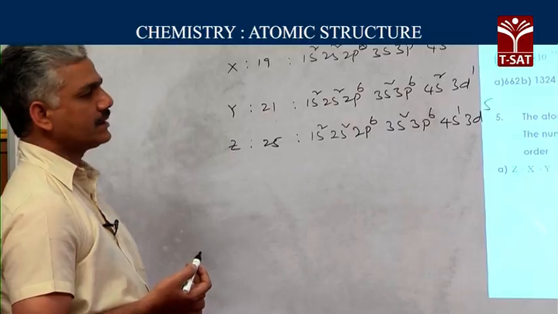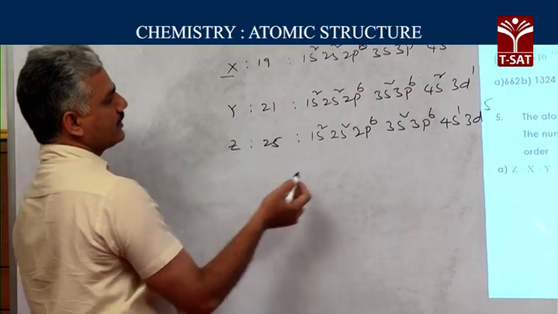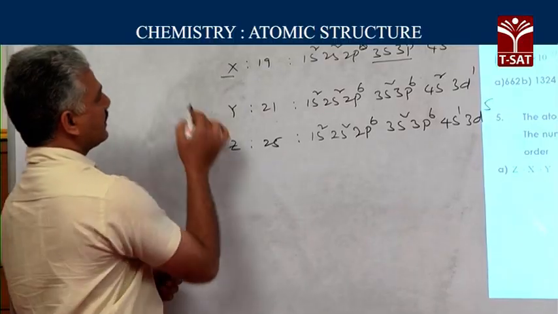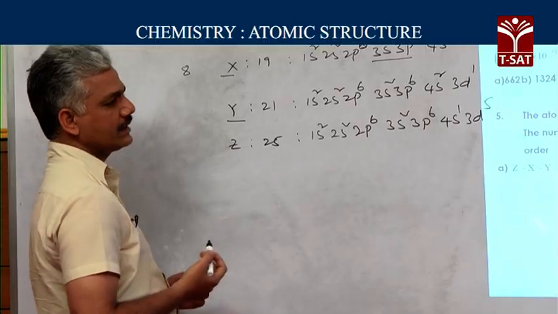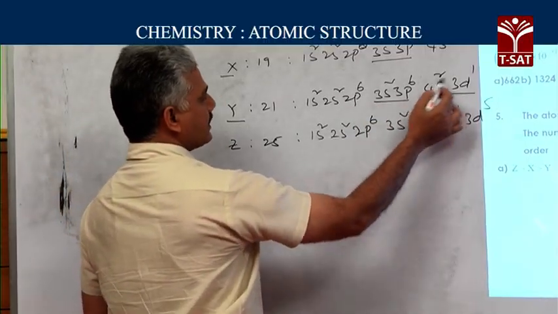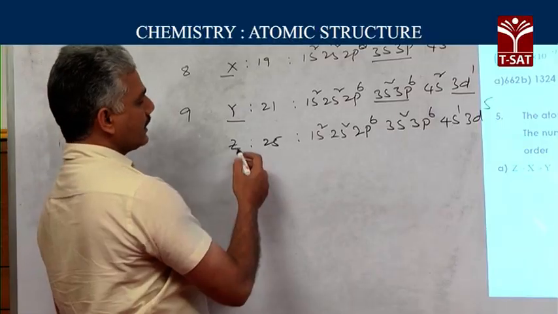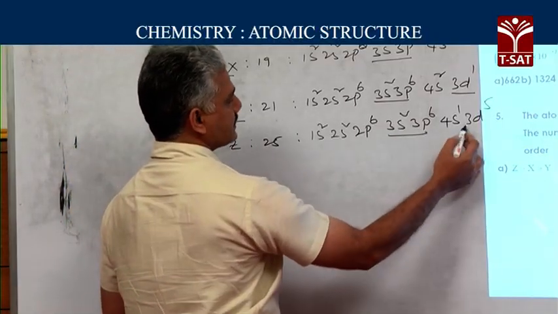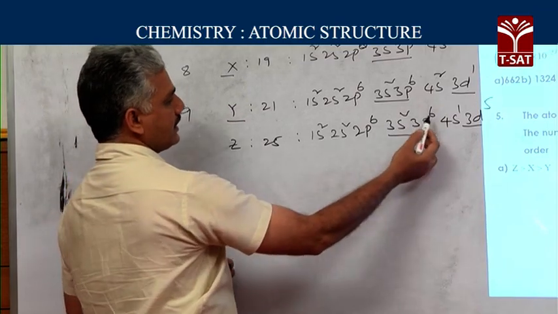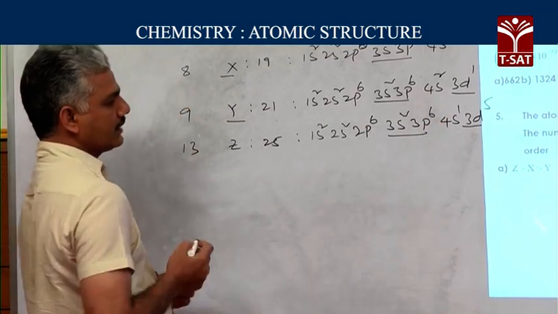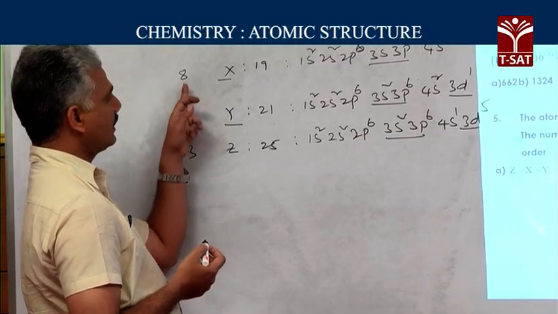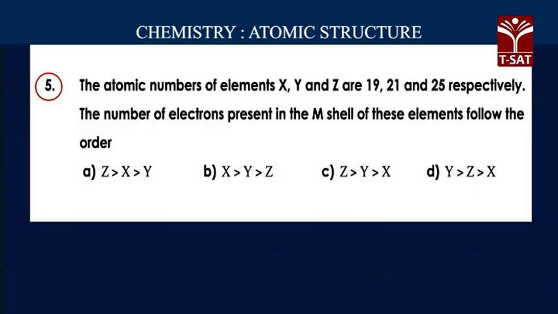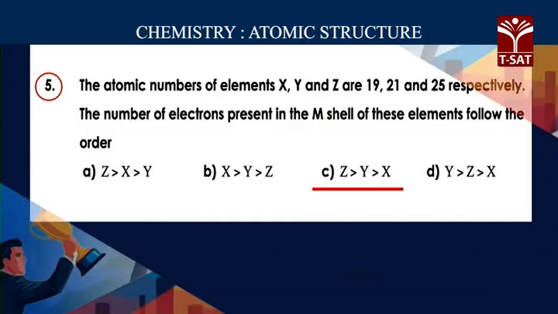M shell means third orbit. In case of X, number of electrons present in the third orbit are 8. In case of Y, the number of electrons present in the third orbit are 8 plus 1, 9. In case of Z, number of electrons present in the third orbit are 8 plus 5, that is 13. Therefore, the correct order is Z greater than Y greater than X. So, we can take option C as the correct answer for this question.